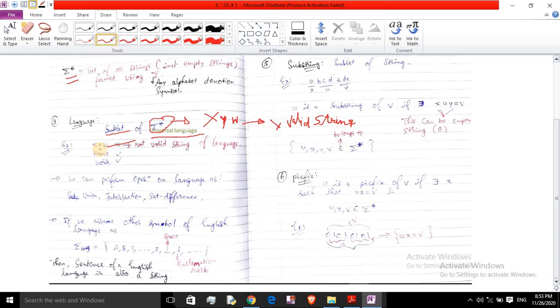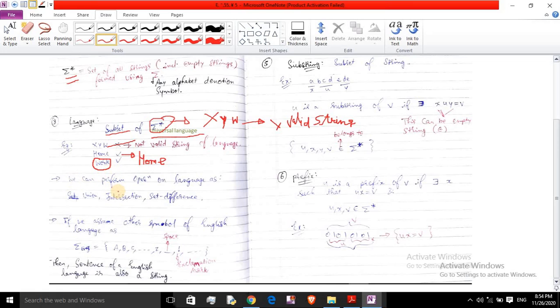So now look at this example. There is a string called home, which is a valid string of the English language, and it has a meaning in Hindi too. It is a residential place. We call it a home. There is also a word called work. It is also a valid string. So now look at this.